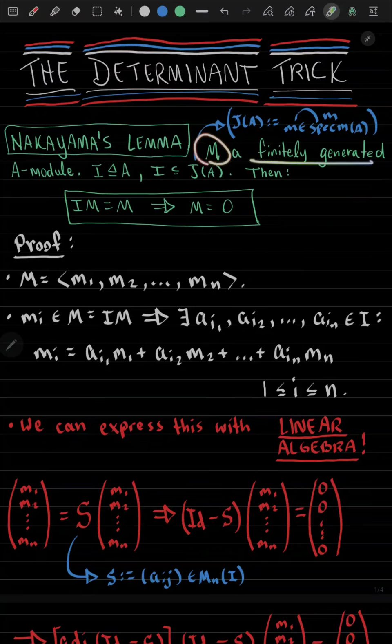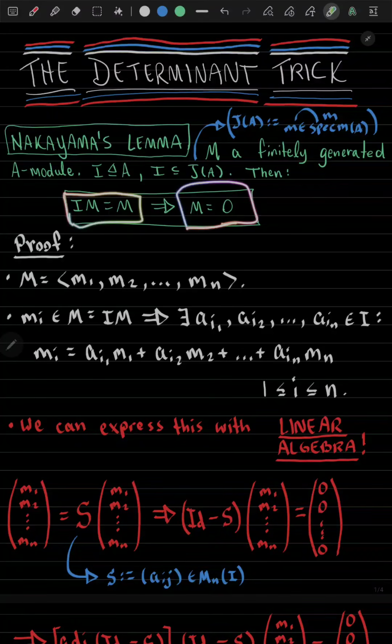Suppose we have M, a finitely generated A module, where A is a commutative ring. Suppose we have an ideal I in A, which is also in the Jacobson radical of A. Now the Jacobson radical of A is just the intersection of all the maximal ideals of A. Nakayama's lemma now states that if we have IM equals M, this implies that M equals 0. So it's a test to determine whether the module M is trivial.